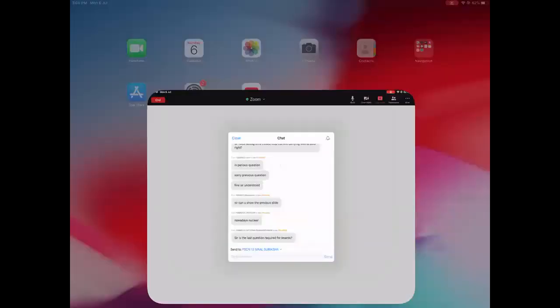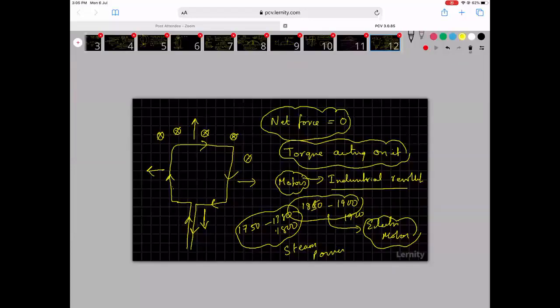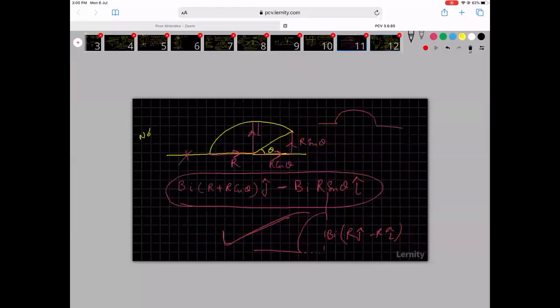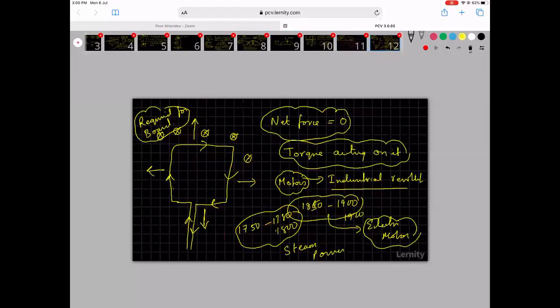Is the last question required for boards? No. Bent wires are not there in your boards, but loops are there in your boards. This is there in boards. Very important question. This is not required, no bent wire. This is not required for boards. Only the straight wire is required. So these loops are required.